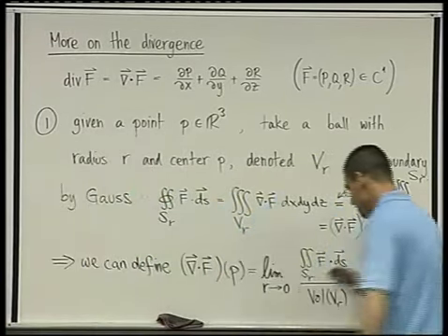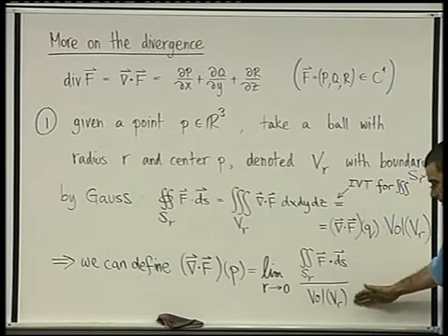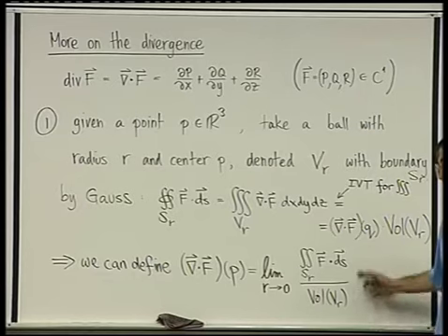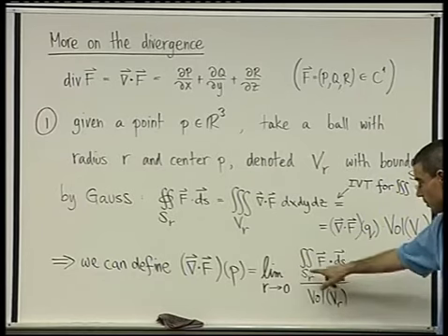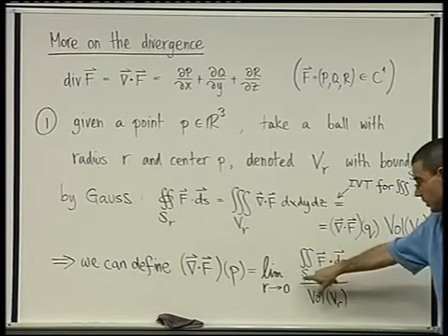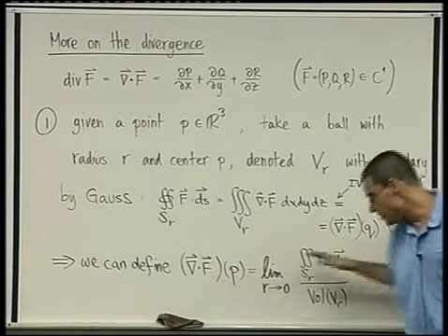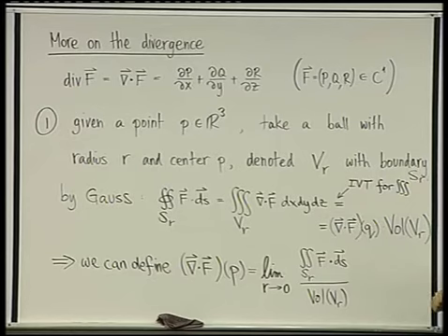It's defined as a limit of surface integrals divided by volumes. It's, of course, a 0 over 0 sort of limit, because the volume goes to 0, but so does the surface integral because the surface becomes smaller and smaller. Nevertheless, this is well defined. It's a limit, and it says nothing about the coordinate system.